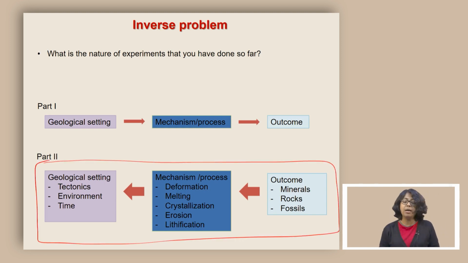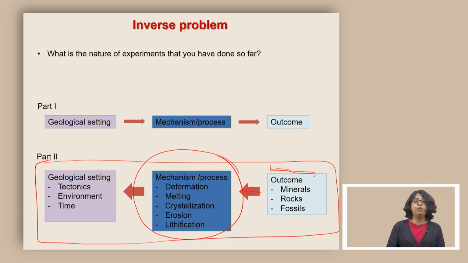So, that is what I captured in part 2 of this particular diagram, that in majority of the cases when we ask a question, it actually starts with the outcome, and in this case the outcome can be in the form of raw materials of the nature. It can be in the form of minerals, in the form of rocks, in the form of fossils, and from there, using clues hidden in minerals, rocks and fossils, we basically try to understand what were the mechanisms that are responsible for creating these particular things.